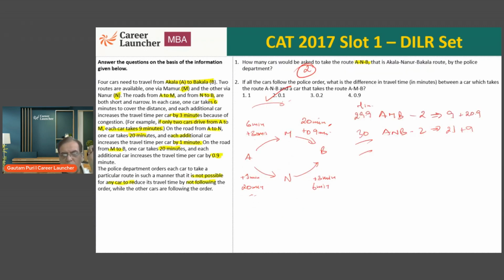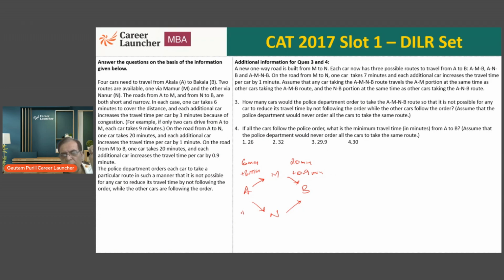Similarly, if I look at AN, what was the data? 21 and 6.3. Okay. It is plus 1 minute. Normal time is 20 minutes. If there's 2 cars, every additional car will increase the time of travel for AN by 1 minute. And similarly, this NB was in any case 3 minutes additional per car. And the normal time is 6 minutes. Okay. Now, what does this information tell us?